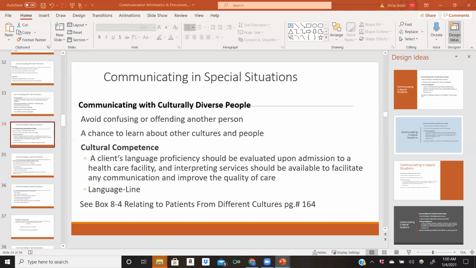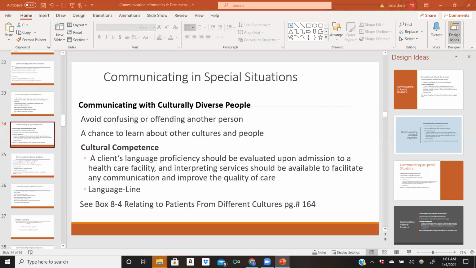And it's very interesting, and you grow as a person when you learn about other people's culture. So having a cultural competence, a client's language proficiency should be evaluated upon admission to a healthcare facility, and interpreting services should be available to facilitate any communication and improve the quality of care. One example of that would be a language line.